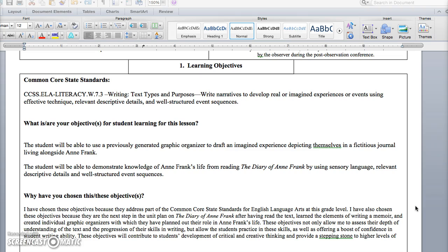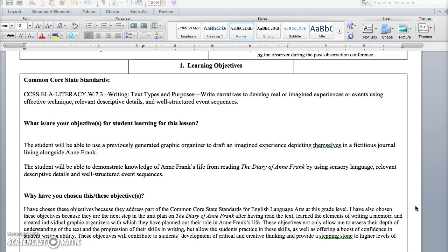I've chosen these objectives because they address part of the Common Core State Standards for English Language Arts at this grade level. I have also chosen these objectives because they are the next step in the unit plan on the Diary of Anne Frank after having read the text, learned the elements of writing a memoir, and created individual graphic organizers with which they have planned out their role in Anne Frank's life.